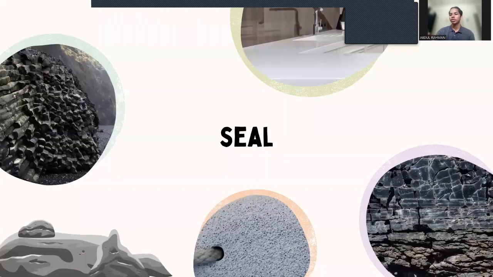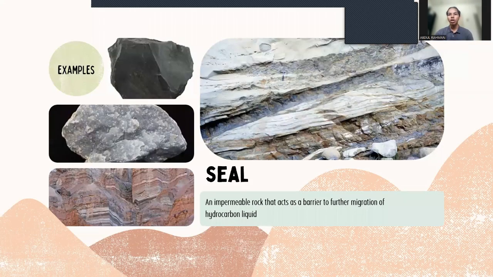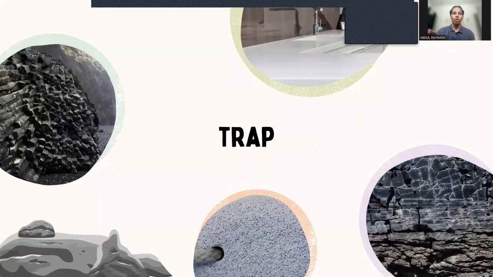So let's move on to the seal. Seal is an impermeable rock that acts as a barrier to further migration of hydrocarbon liquid. So here are some examples of the pictures of the seal. And next, we go on with the traps.